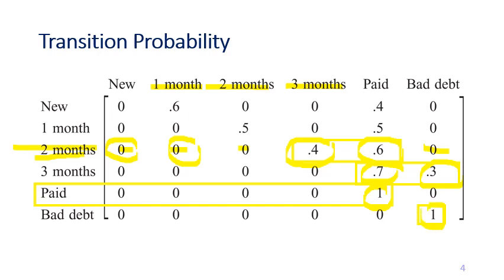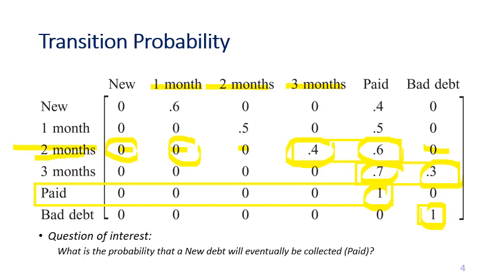So that's why the probability again is 1. And then you may notice here that paid and bad debt, those states are absorbing states, because once you go into those states, you will be forever in that state. Now, the question of interest that may come up from this situation is: what is the probability that a new debt will eventually be collected? So what is the probability that you sell something to a person at this moment? So you start a new account or new debt. What is the probability that eventually it will be paid?